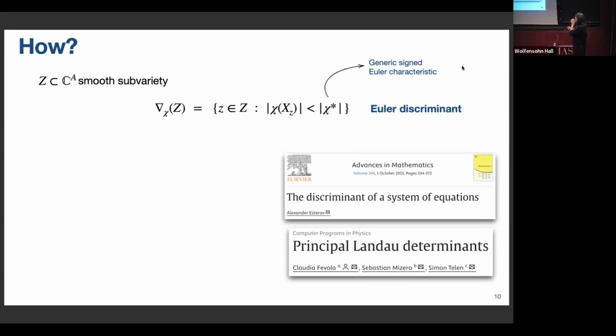So in general this will be the volume. So the upper bound will be given by the volume of A. And so this Euler discriminant was originally defined by Esterov in this paper, and then more recently, together with Sebastian and Simon, we redefined it in the context of Feynman integrals.